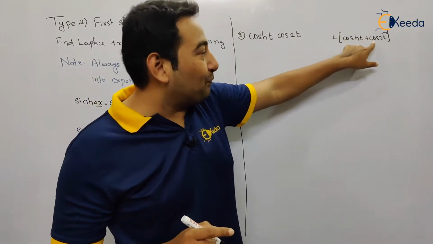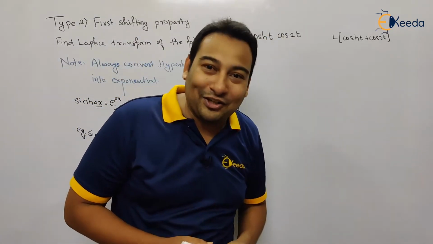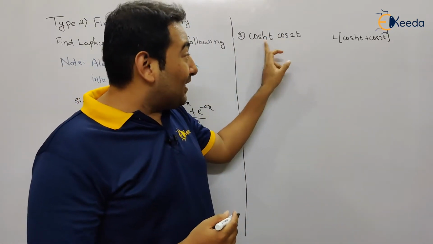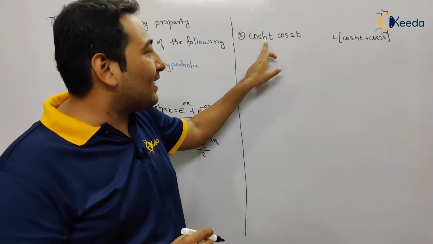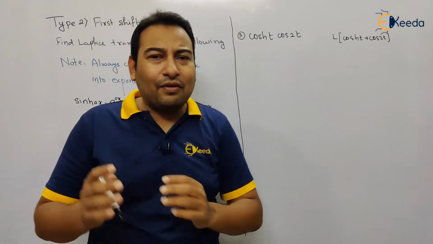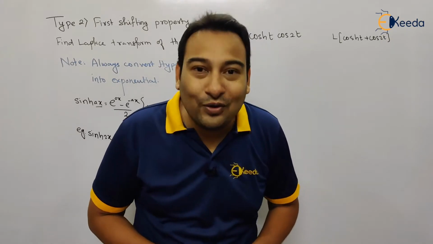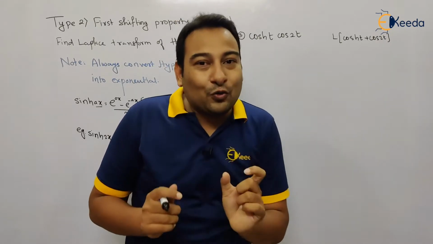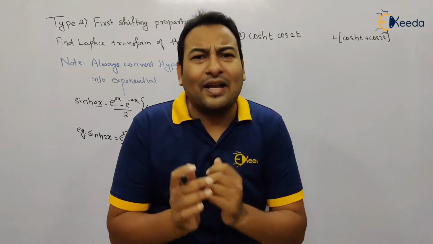But the problem is, there should be a plus or minus between the two terms, then only can you separate them. Here the two terms are separated with multiplication. So you cannot simply write it as Laplace of cosh t into Laplace of cos 2t. You cannot write it down. We faced a similar problem in type number 1 when the problem was sin t cos 2t. So what did we do? Sin t into cos 2t, we converted that multiplication into plus or minus by applying the formula.